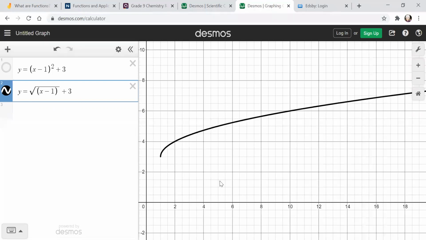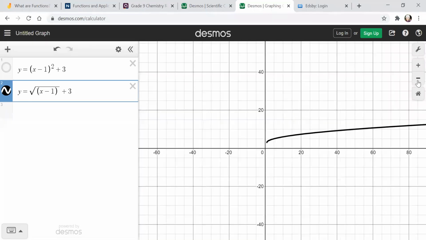So it is definitely a function. If I passed a vertical line through it, it's only going to cross through once. So let's take a look at this function. Look at your x values. Let me zoom out a little bit here. Are there limitations on how far left and right this function goes?